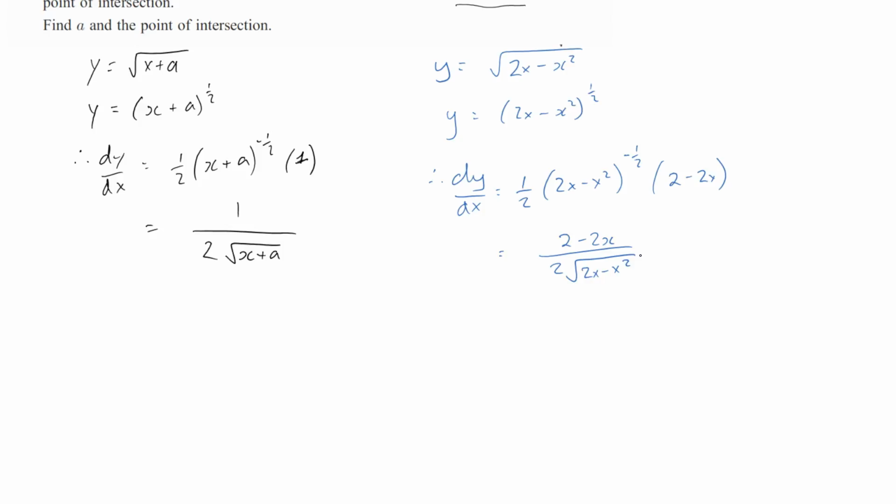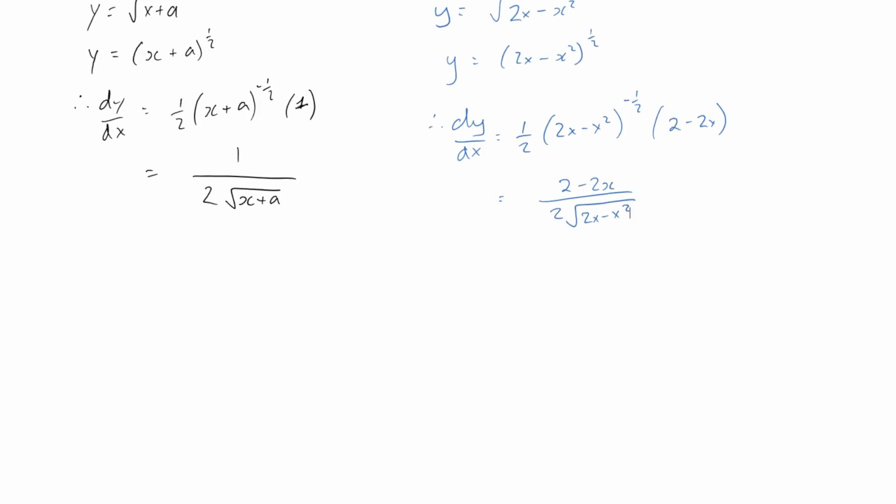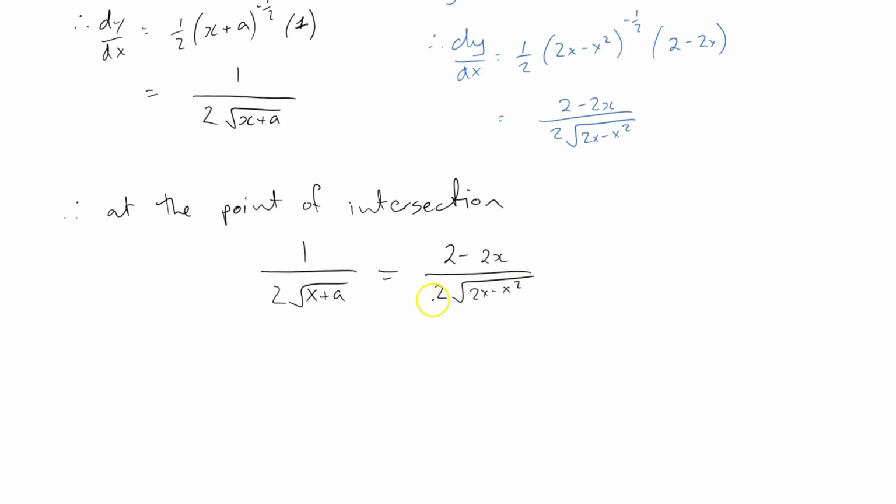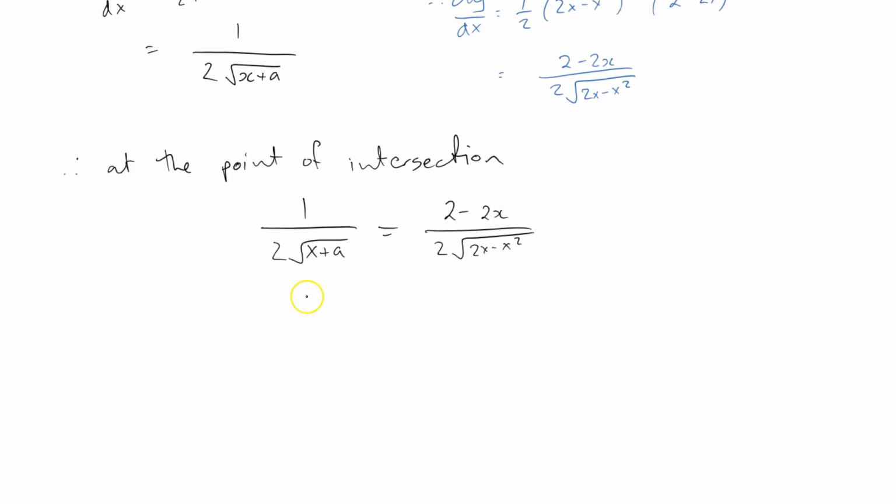So we know at the point of intersection, these two things are equal to each other. Okay, well, let's write that down. At the point of intersection, one over 2 root x plus a is equal to 2 minus 2x over 2 square root of 2x minus x squared. Some of you will already be saying, why haven't I cancelled that factor of 2? I think we might as well do it now just to make it look prettier.